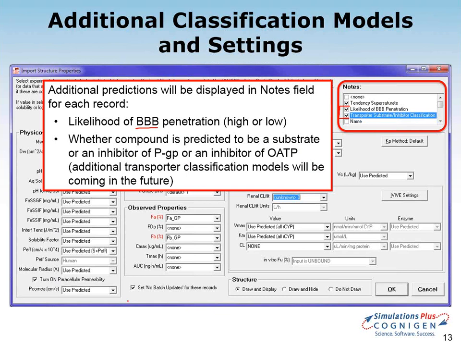And at the bottom of the GastroPlus form in the notes field, you would see a note on whether your compound is likely to penetrate the blood-brain barrier, or whether it is likely to be a substrate or inhibitor for PGP or inhibitor for OATP. In terms of transporters, these are the ones that we currently have models for in ADMET Predictor, but our cheminformatics group is working really hard on adding new models, so the offering of predicted, at least classification models, will be expanding in the near future.